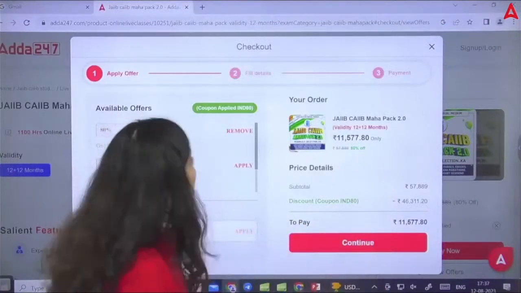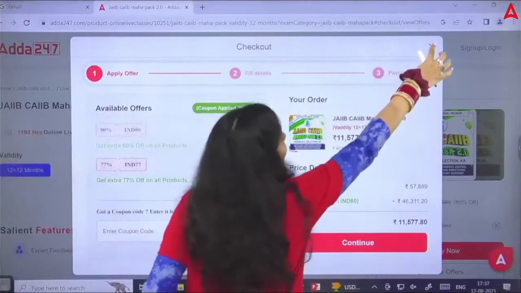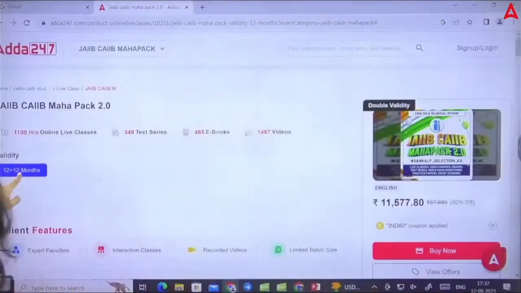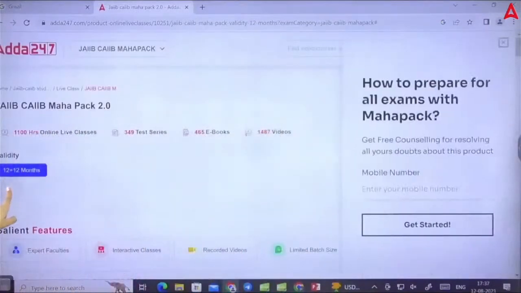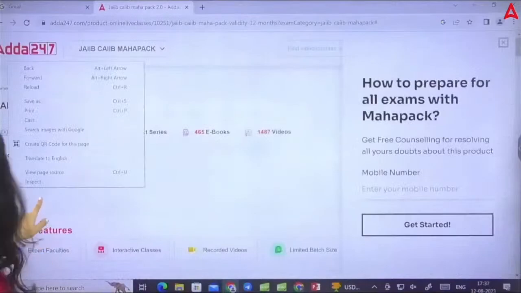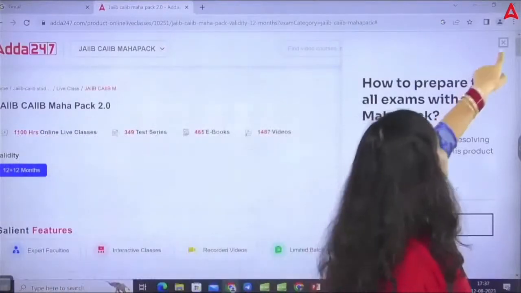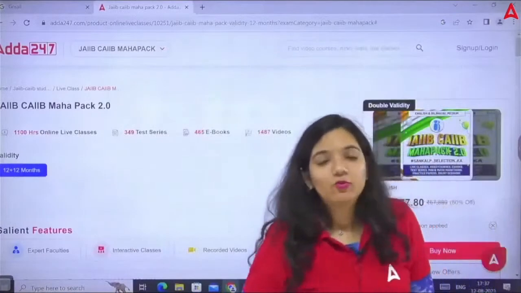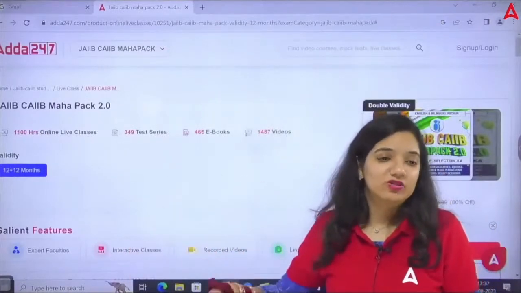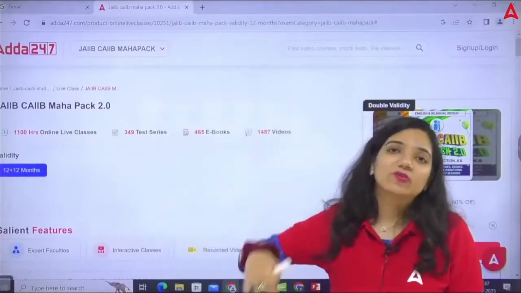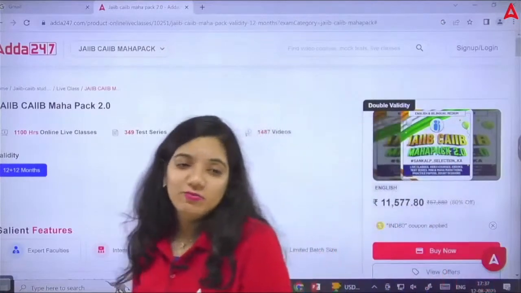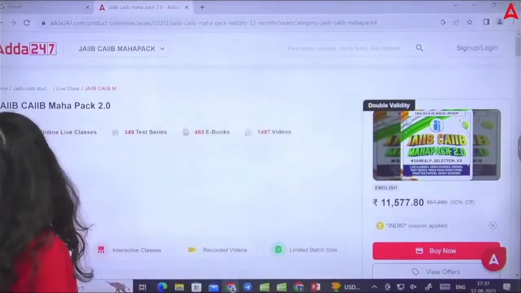Apply it and you will get it for 11,577.80. This is our double validity period going on. That means this is available for 24 months, everyone. Not for 1 month, 2 months, or even 6 months. It is basically double. If you would have bought it for 6 months, it becomes 12. If you're buying it for 12 months, you will get a 24-month period of coverage. So this is what you will get.